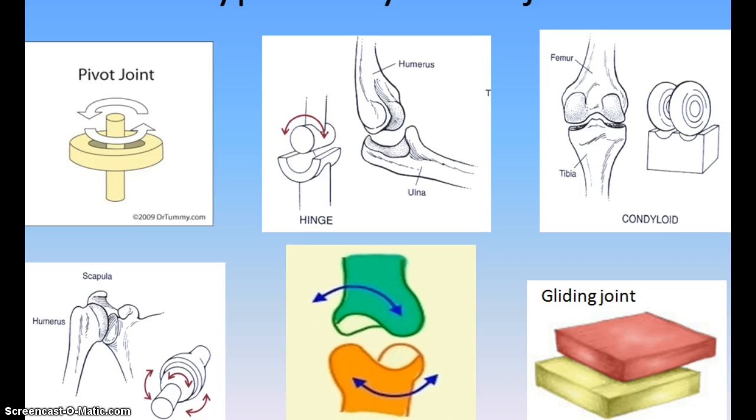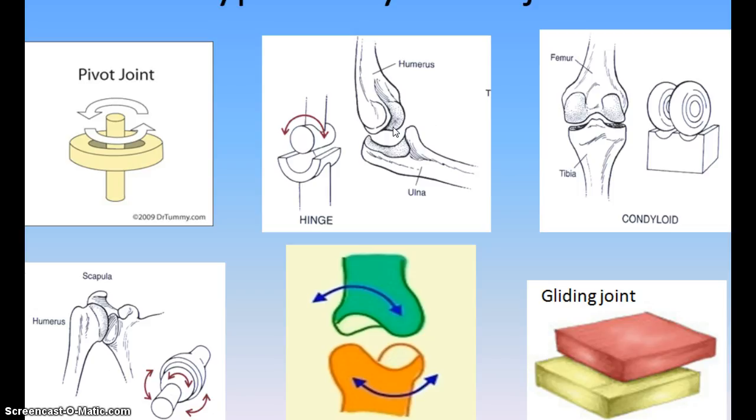There are six types of synovial joints. The first one is the pivot. The type of movement it can do is rotation. An example would be the vertebral column. The hinge joint: the type of movement it can do is flexion and extension, and an example would be the elbow and the knee.